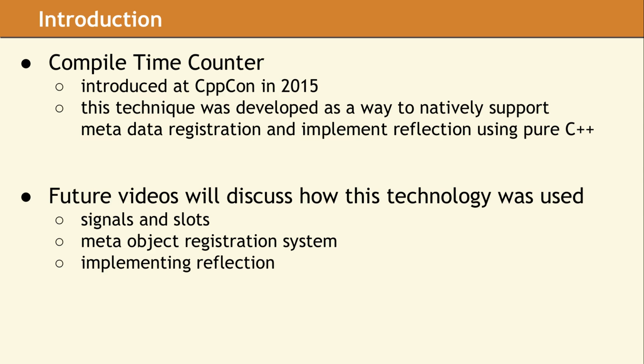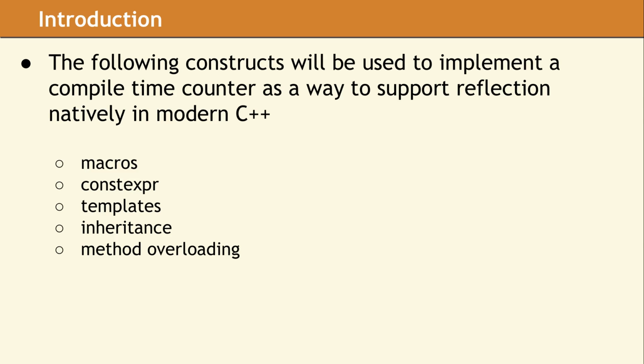We tried various approaches, and we had one idea we were using for a while, and then we discovered it was not standard compliant. What we ultimately realized was we needed to implement a compile time counter. This is what we're going to show in the video. And future videos will actually discuss how we use this technology to implement signals and slots, full reflection, and the meta object system. Since we use constructs like constexpr, this technique required a minimum of C++11. We could not have done this in an earlier version of C++.